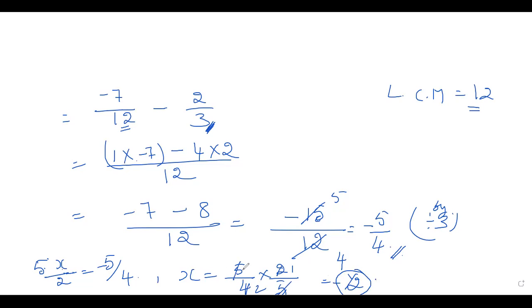We have minus 5 by 4 here. So the answer is minus 1 by 2. So which is the rational number? That is minus 1 by 2.